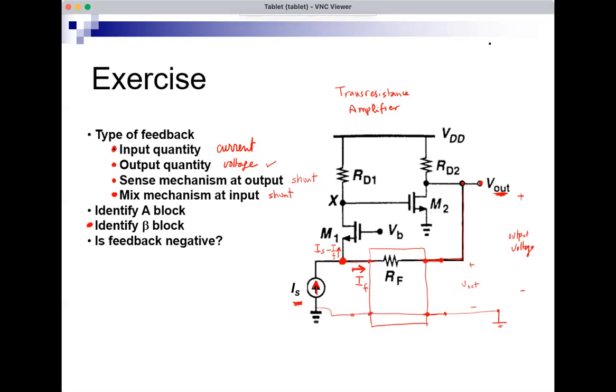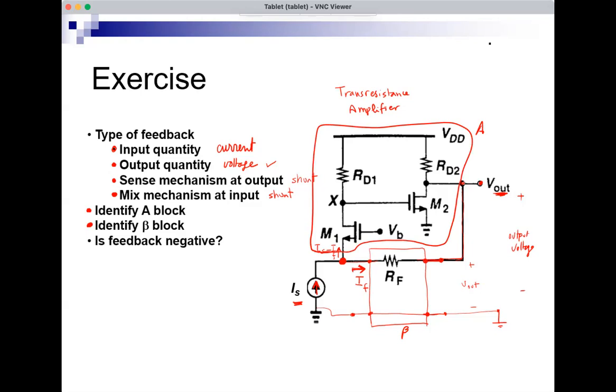So this feedback block can be very simple, like a resistor or two resistors. And we'll see many of those really simple feedback blocks. So that's it. That's the beta block. Where's the A block? For the A block, pretty much everything else would be the A block. So all of this would be A. So that's A and that's beta.